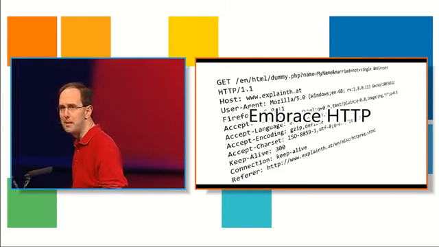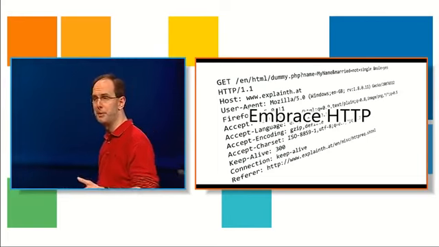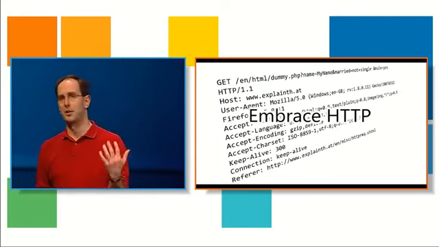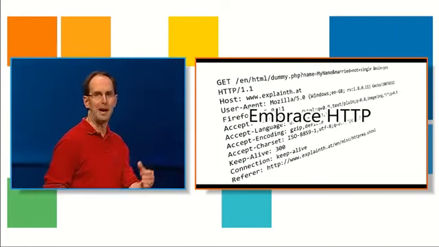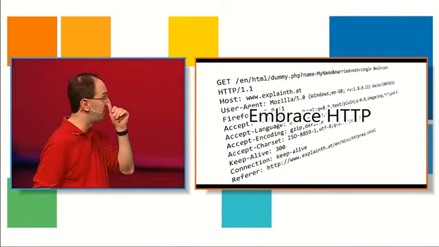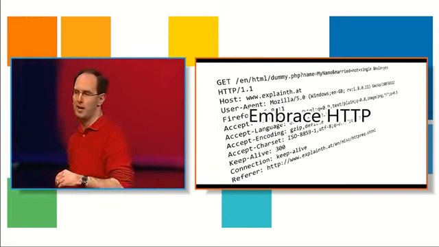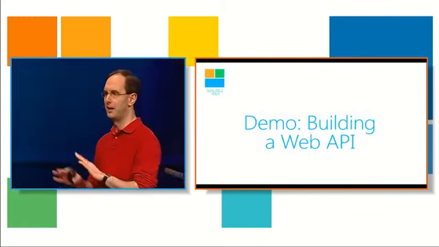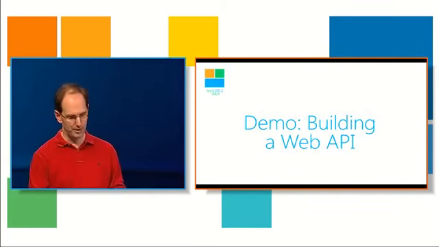Instead, typically with web APIs, you're actually embracing HTTP. You care about status codes, you care about headers, you care about URIs, and we want to make sure with the web API work that we're doing in MVC4, we provide a really clean way to embrace all that and do all that. And with that, let's go ahead and write some code.